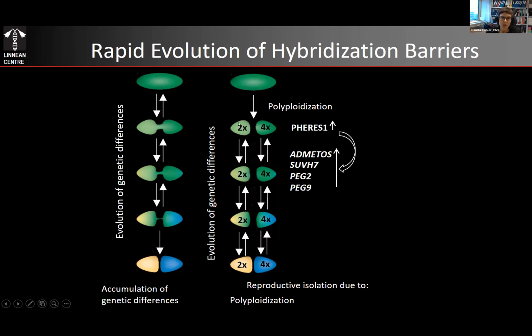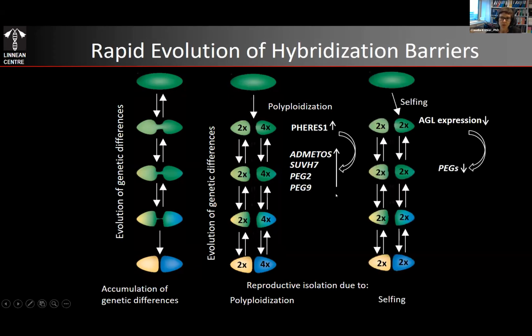And these diploids and tetraploids will evolve independently. Because they're reproductively isolated, they will accumulate mutations, and with time they will also be recognized as different species. But the reason that they are reproductively isolated happens way before, in response to polyploidization. And a kind of similar mechanism happens in response to selfing. Also, selfing leads to a reduction in AGL expression, as I have shown you. It also leads to a reduction in PEG expression. I have not shown you that, but this we published a while back.